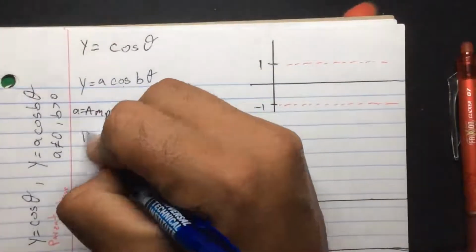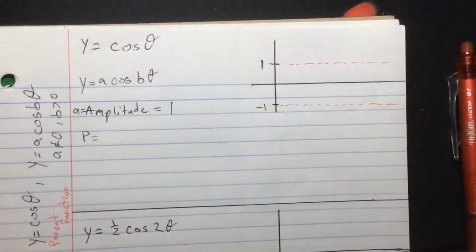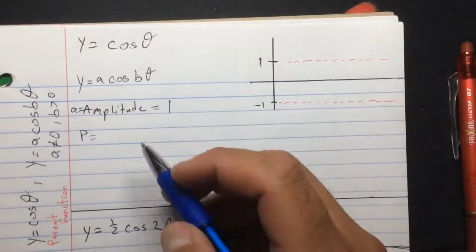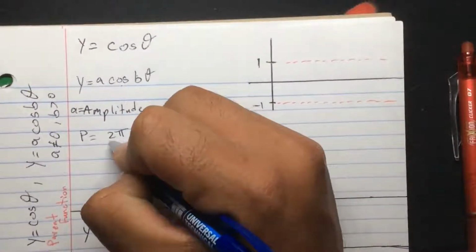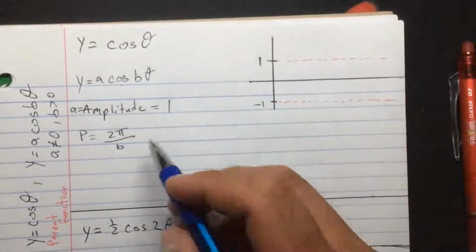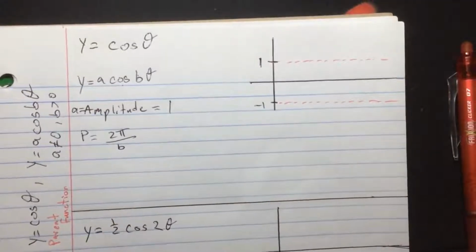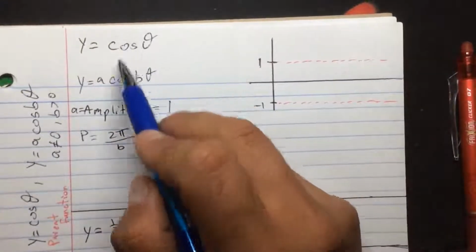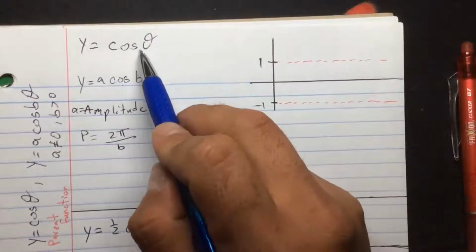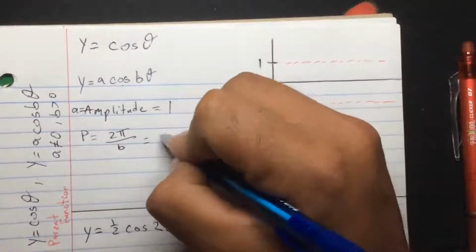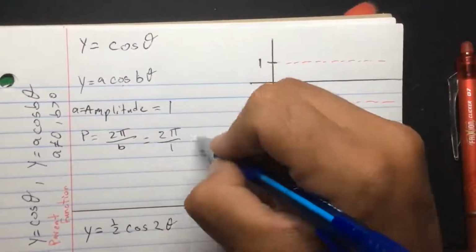Now we've got to find our period, which is the same as sine. It's going to be 2 pi over b, because the normal period of cosine is 2 pi. And we notice here that our b is actually 1, so it's going to equal 2 pi over 1, which is equal to 2 pi.